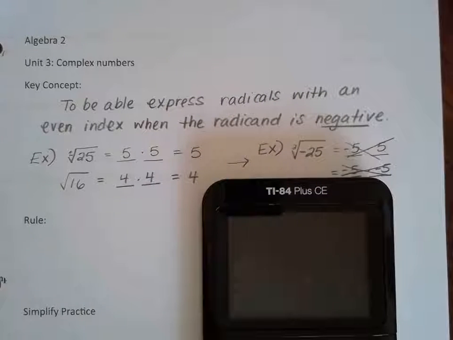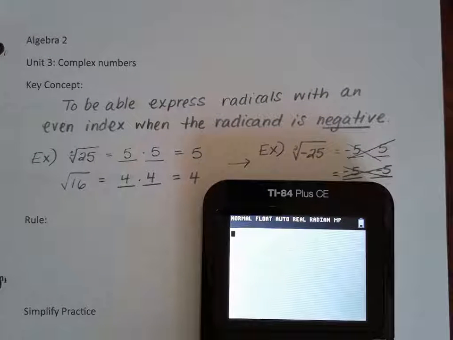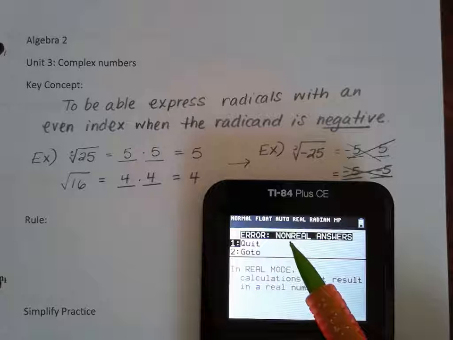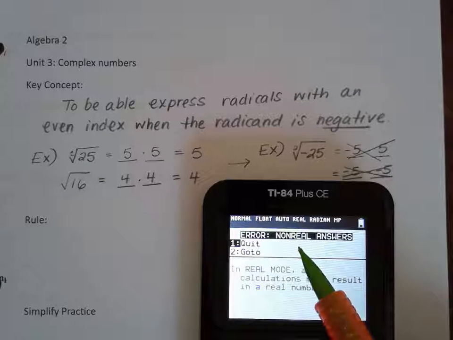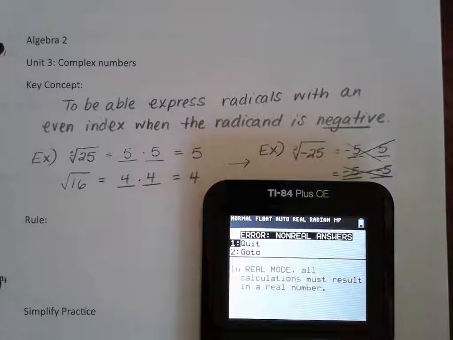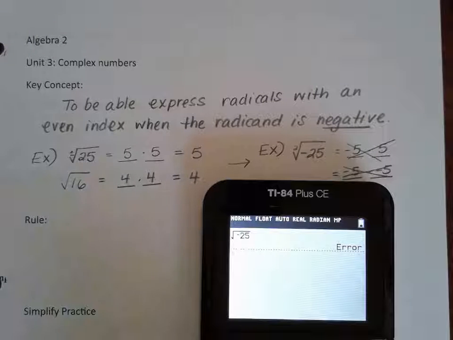In fact, under the real numbers, which are the ones you've been studying since you learned how to count, and which your calculator is programmed to use, if you try to put the square root of negative 25 in your calculator, it has no idea what to do. It says error, non-real answers. That means your answer is something other than a number in the real number system. So I'm going to show you how to express those answers even though it comes up as an error.